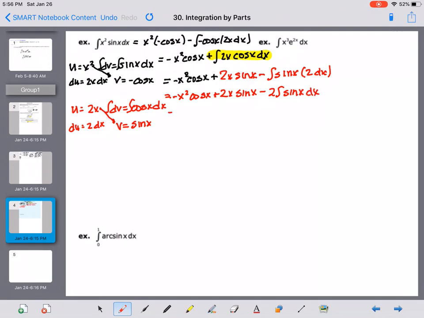And now I'm ready to integrate that last piece. I'm just bringing down the pieces that I don't have to worry about that are already done. And then the integral of sine gives us negative cosine, so that's going to turn that into a plus. Cosine x, and then there is my plus c.